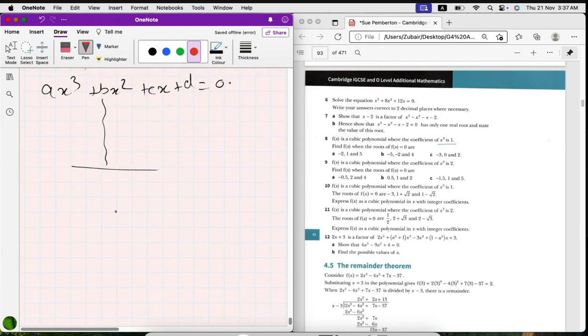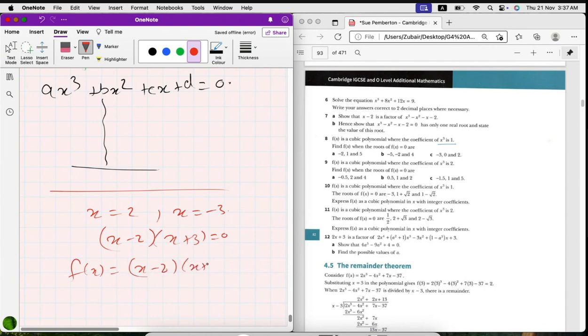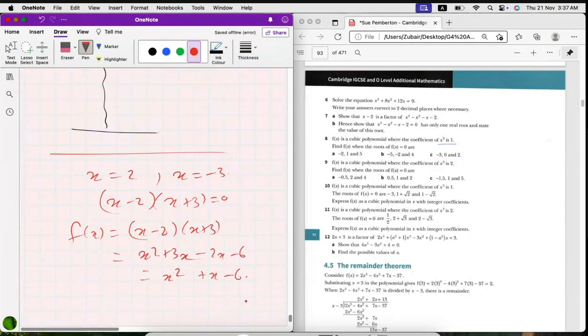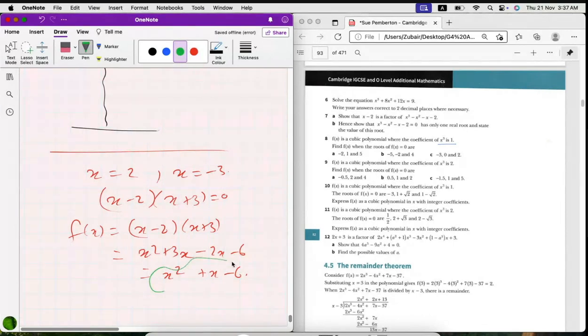Let me say it was a quadratic equation and x is equal to 2 and x is equal to minus 3. So this would have been like this. So f of x would be equal to x minus 2 into x plus 3. So x square plus 3x minus 2x minus 6. This is x square plus x minus 6. So we've got this and we substitute it equal to 0 to find these. So basically the reverse of that.